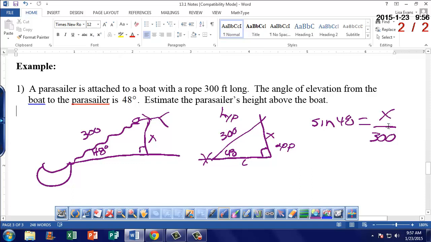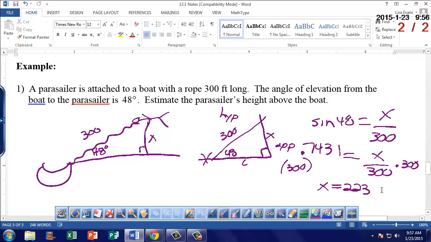On your calculators, we're going to go ahead and put in the sine of 48 degrees. Keep 4 decimal places, please, 0.7431. Now we need to get x all by itself, and we're going to do that by multiplying both sides by 300. When I do that, I get x to be 223 feet.